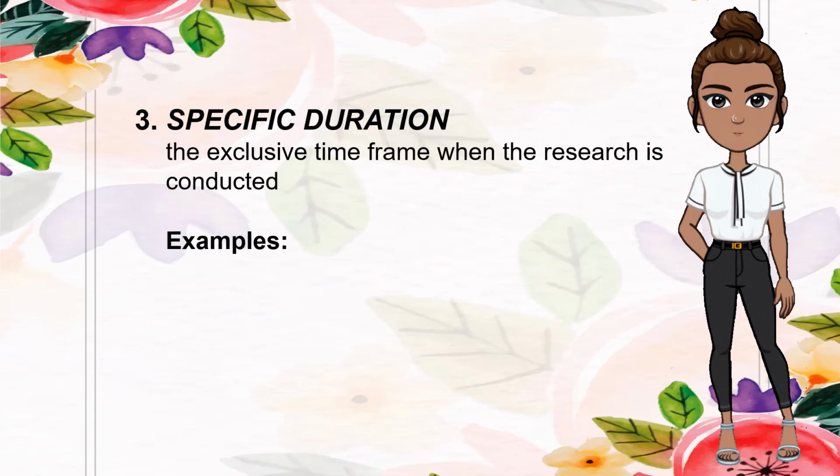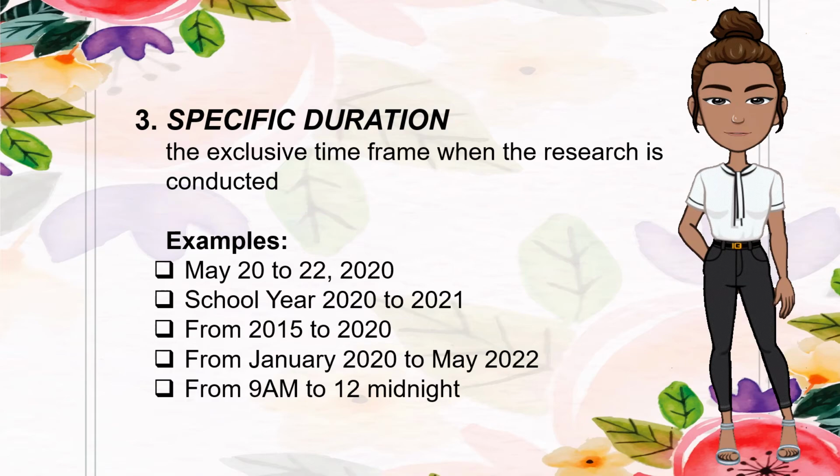Third, specific duration. This stands for the exclusive time frame when the research is conducted. Consider these examples: May 20 to 22, 2020, school year 2020 to 2021, from 2015 to 2020, from January 2020 to May 2022, from 9 a.m. to 12 midnight.